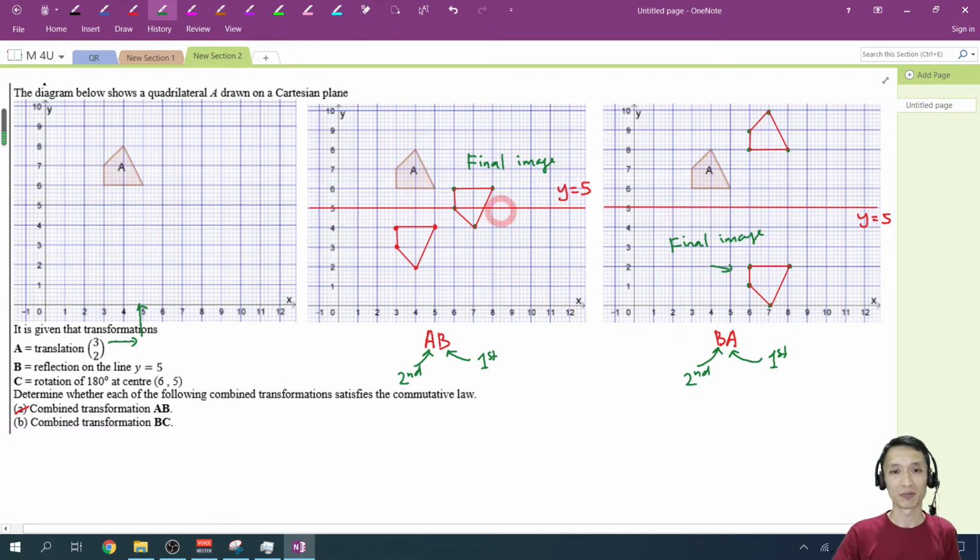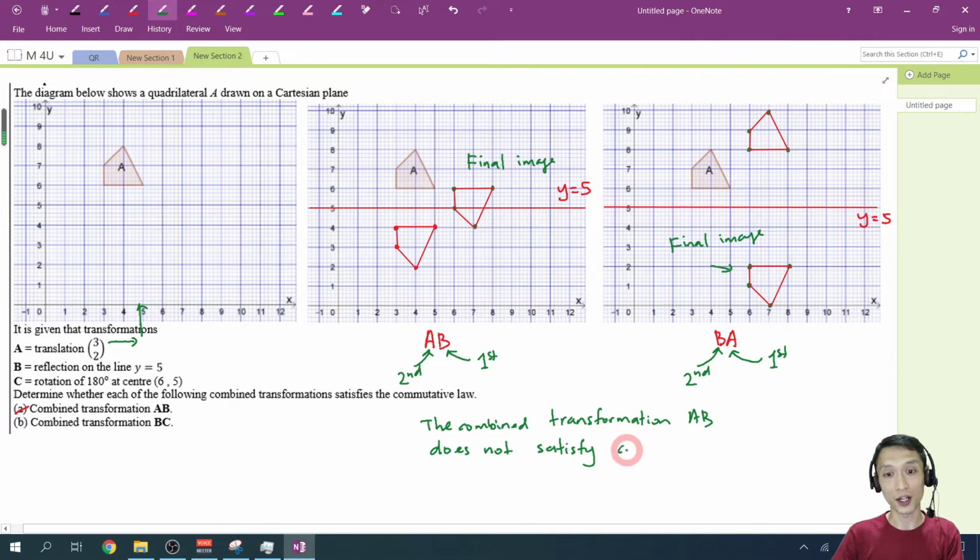You will notice that these two combined transformations produce different images. One of the images is over here, another image is over here. So we can make a conclusion that the combined transformation AB does not satisfy the commutative law.